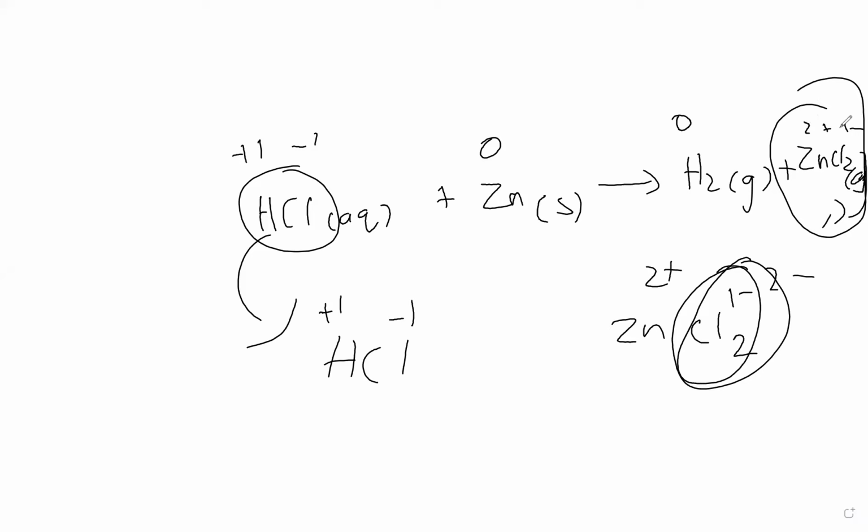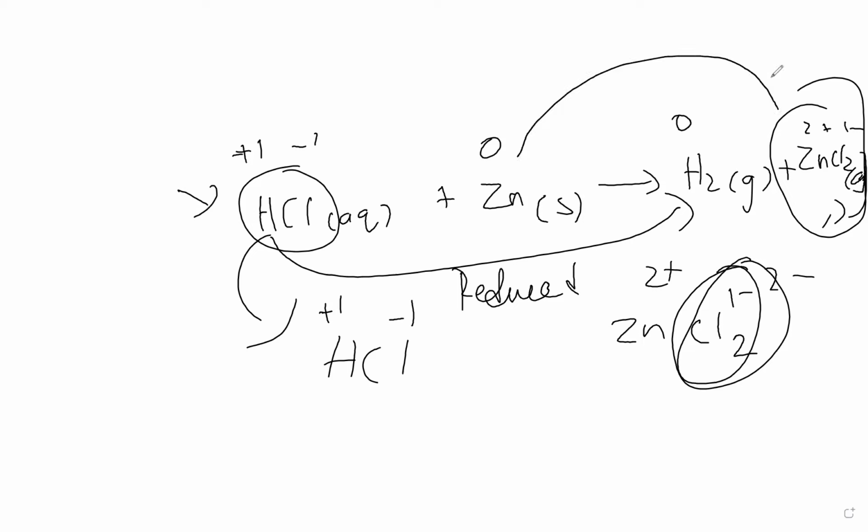Okay. Now let's see if there's an oxidation or reduction. Look at H. H goes from +1 to 0. What is it? It's reduced. What about Zn? Zn goes from 0 to 2+, so it's oxidized. What about Cl? It stays -1, so it's neither oxidized nor reduced. It just stays the same.